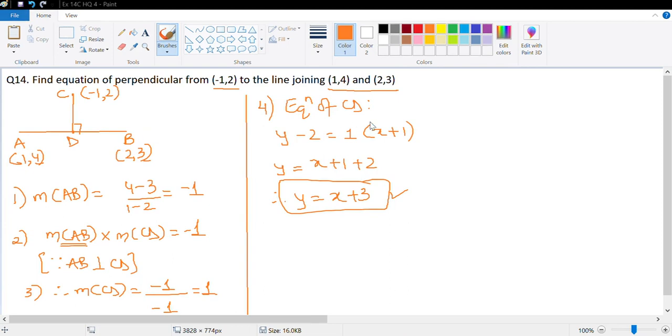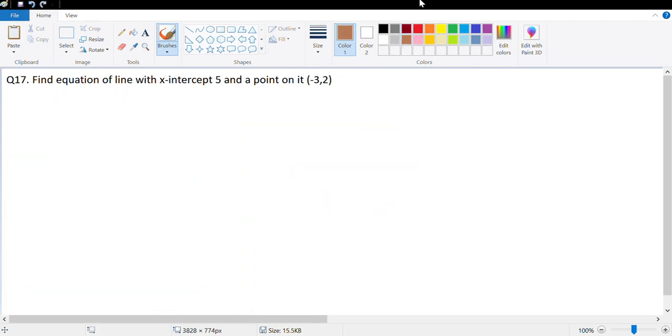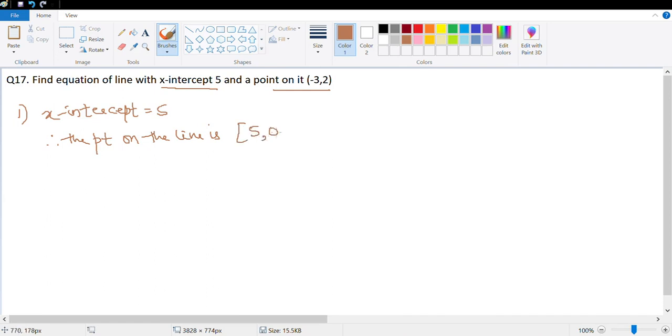Brilliant. Let's look at the next homework question, which is question number 17. Find the equation of line with x-intercept 5 and a point on it as (-3, 2). Since the x-intercept is given, x-intercept is equal to 5. What this means is that a point on the line is the point where it meets the x-axis, which means the value of y is 0. So the point on the line is (5, 0).